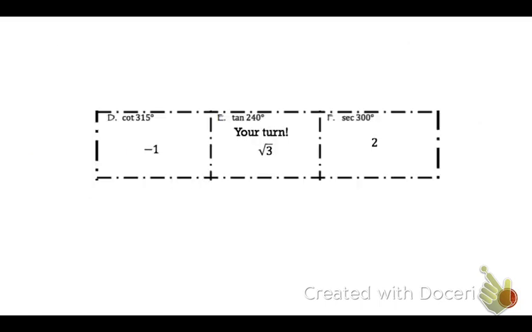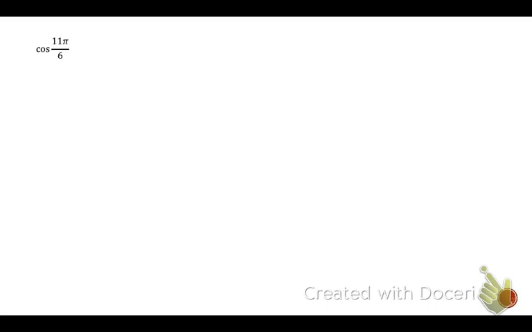Okay, I want you guys to do those ones. And let's go to this one. So cosine of 11 pi over 6. The first thing I want you to do is convert that to degrees. So I'm going to take 11 pi over 6 and multiply by 180 over pi. Those pi's cancel, and I'm left with 11 times 180 divided by 6. You get 330. So that's going to be the cosine of 330 degrees.